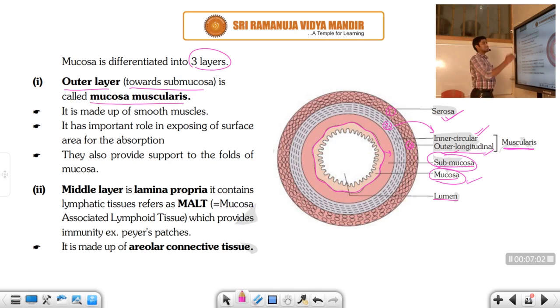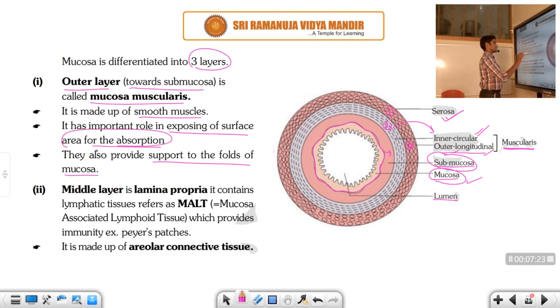What is the outer layer made up of? It is made up of smooth muscle cells. It has an important role in exposing surface area for absorption, and it also provides support to the folds of the mucosa. So it supports the folds of the mucosa, and it is made up of smooth muscle and exposes the surface. Why is it exposing a surface?